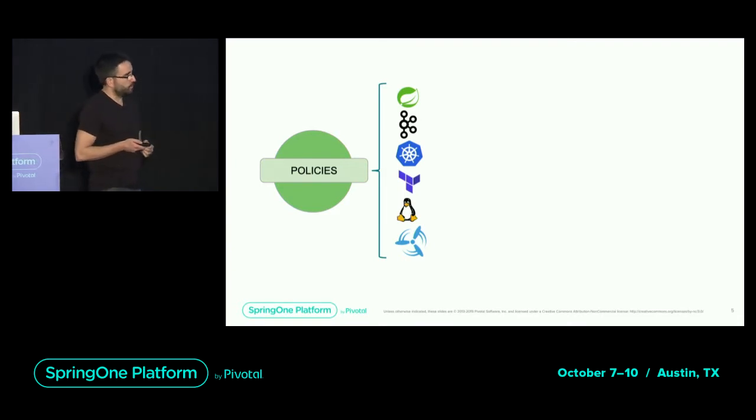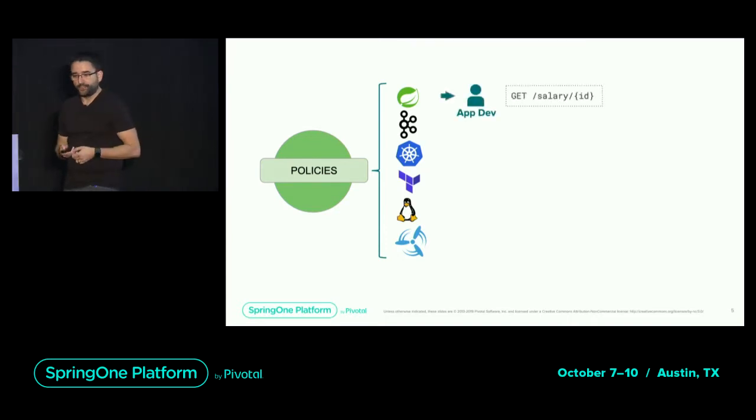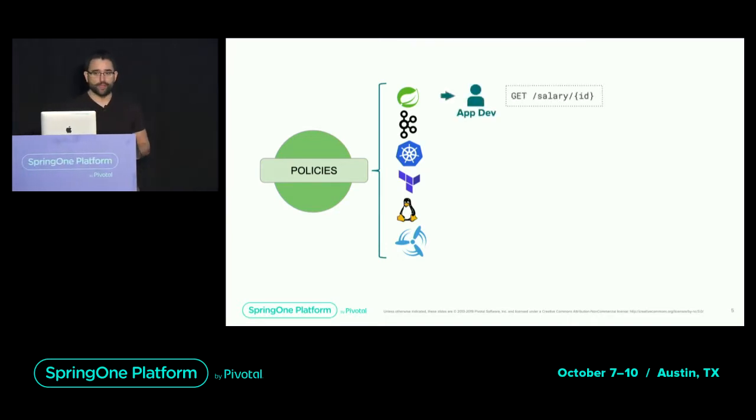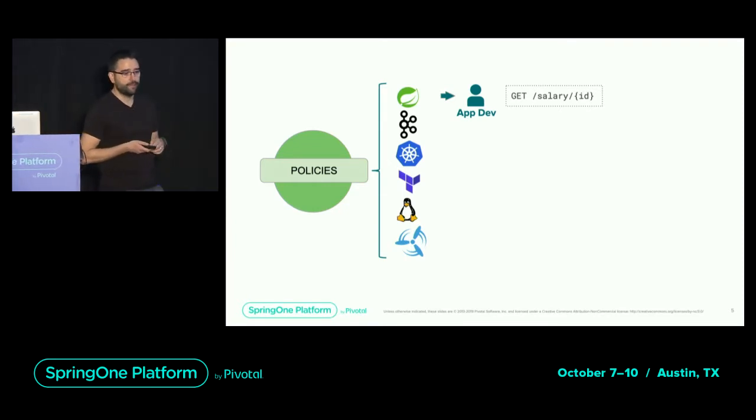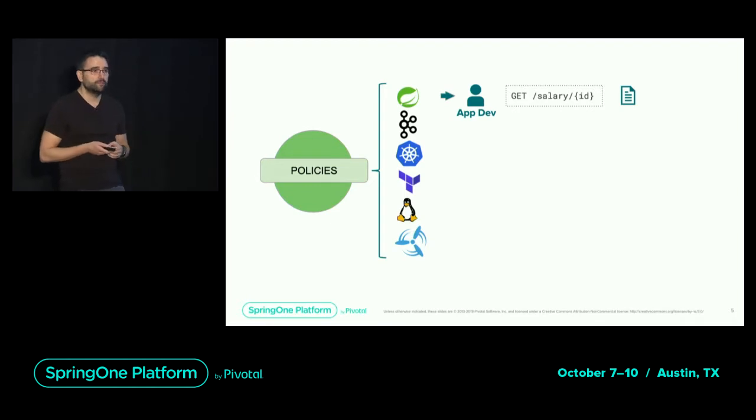Now, let me walk you through one specific use case. Let's just say I'm an application developer, and I'm tasked to work on a new API. I need to create an API that provides some salary information for certain individuals. And well, the first time I provide the first iteration of my application, I set some authentication based on some guidelines that I received from the compliance team.